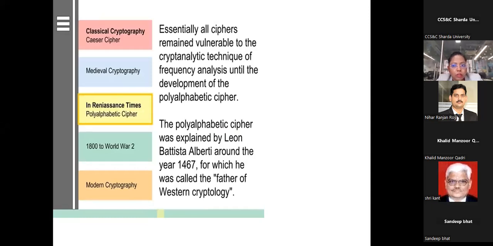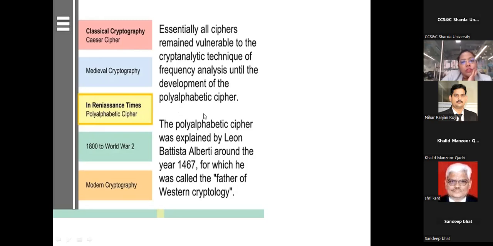Because of this property, the monoalphabetic cipher became vulnerable. To remove this vulnerability, they proposed something called the polyalphabetic cipher. It means each time a particular letter appears in the plain text, it gets a different cipher text. For example, in the word polyalphabetic, A appears two times. The first time A may get a D, and the second time A may get a Q.